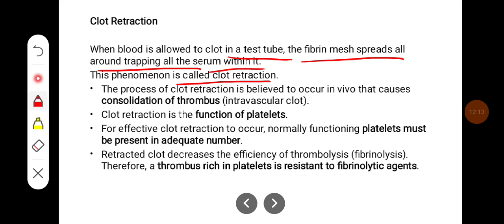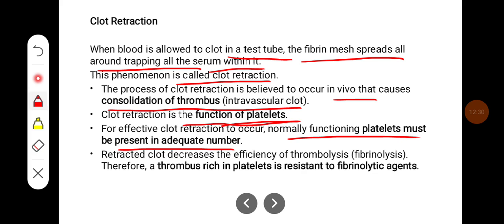The process of clot retraction is believed to occur in vivo that causes consolidation of the thrombus, that is intravascular clot. Clot retraction is the function of platelets. For effective clot retraction to occur, normally functioning platelets must be present in adequate number. The retracted clot decreases the efficiency of thrombolysis, that is fibrinolysis. Therefore, platelet-rich thrombus is resistant to fibrinolytic agents.